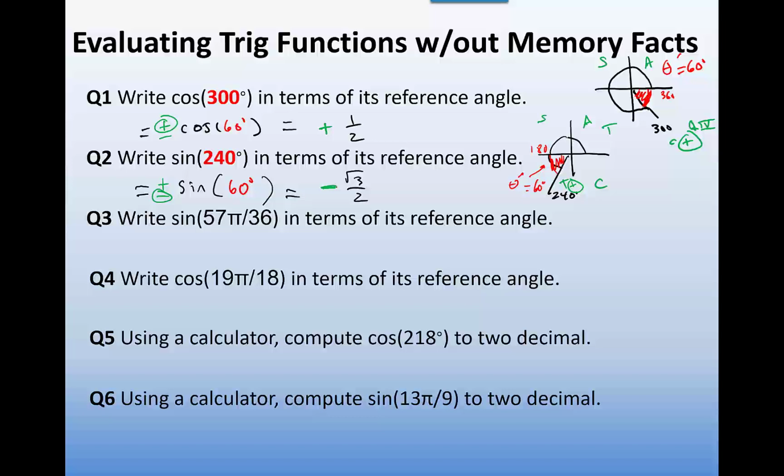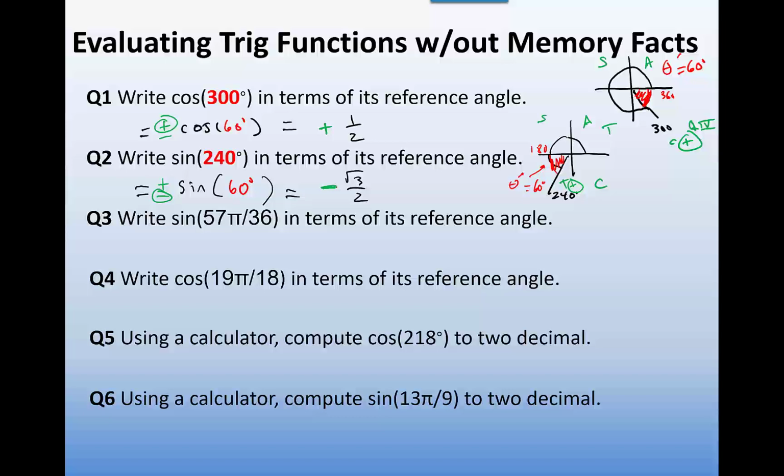Now, that's what I'm going to be quizzing you on, where you take a radian or degree, find its reference angle, and then calculate the sine, cosine, or tangent of that reference angle and give me an exact value. That's the main thing I want you to get really good at.